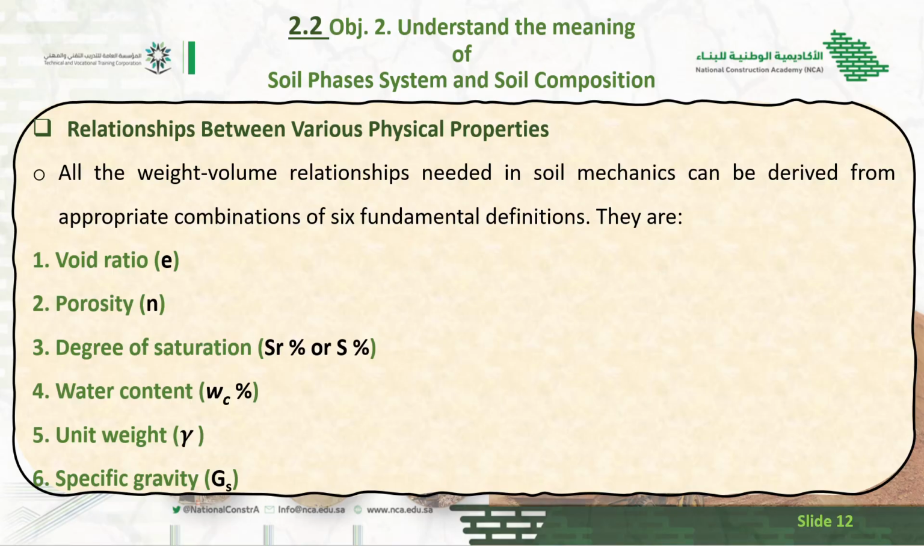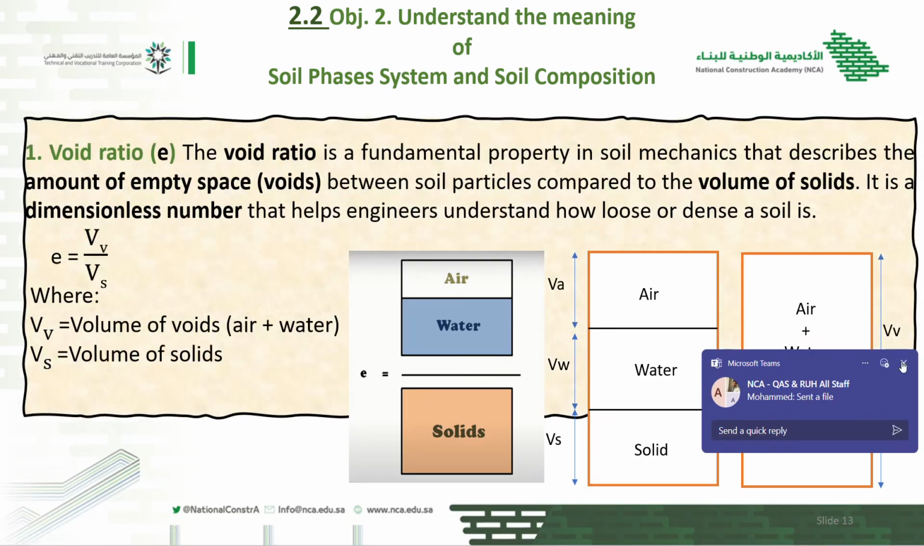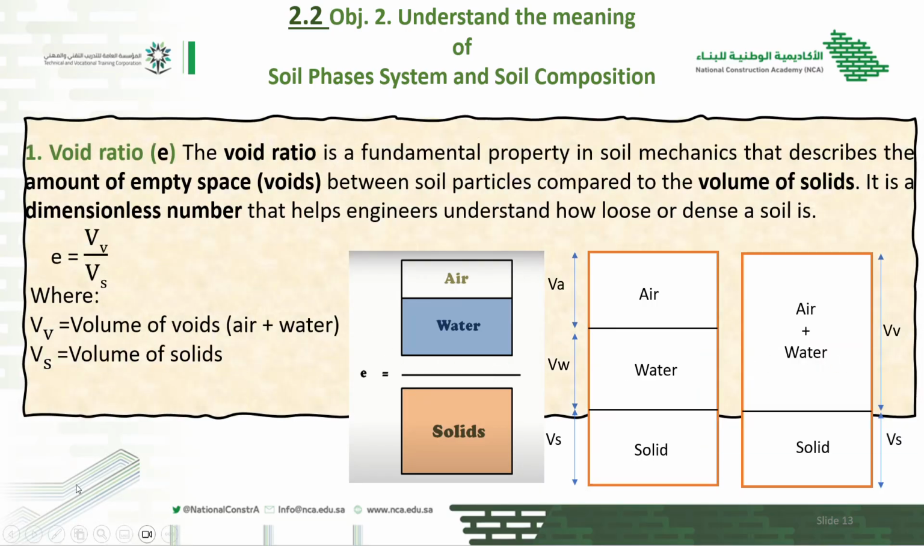There are several properties, so we will discuss them one by one. The first ones are void ratio, porosity, degree of saturation, water content, unit weight, and specific gravity. So we are going to discuss all of these one by one. Let's start with void ratio. What is meant by void ratio?